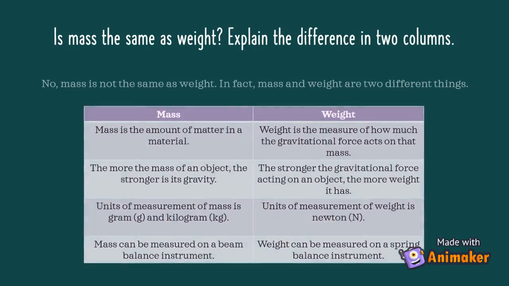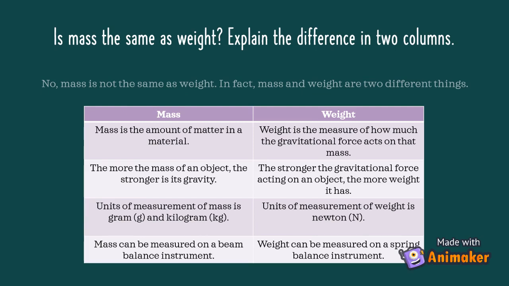Is mass the same as weight? Explain the difference in 2 columns. No, mass is not the same as weight. In fact, mass and weight are 2 different things. Mass is the amount of matter in a material, whereas weight is the measure of how much the gravitational force acts on that mass. The more the mass of an object, the stronger is its gravity. The stronger the gravitational force acting on an object, the more weight it has.